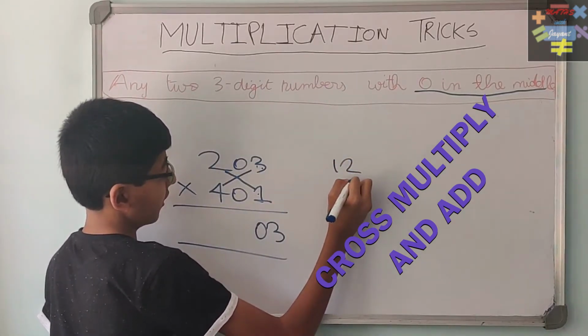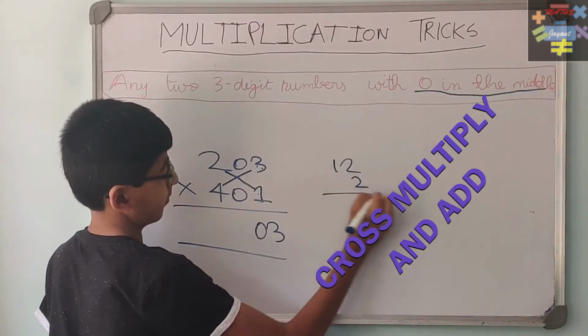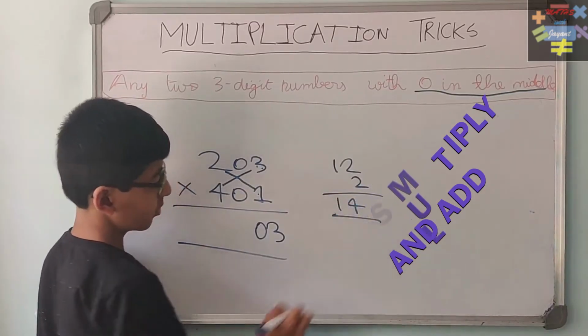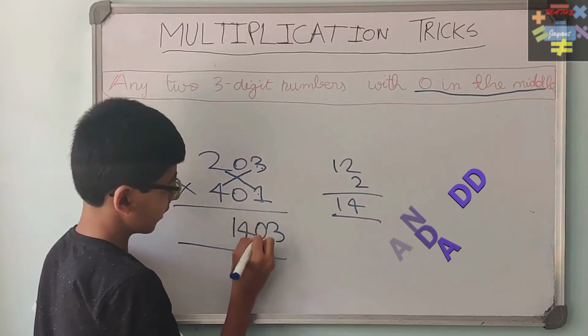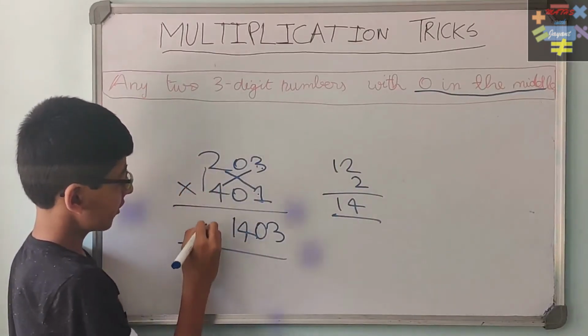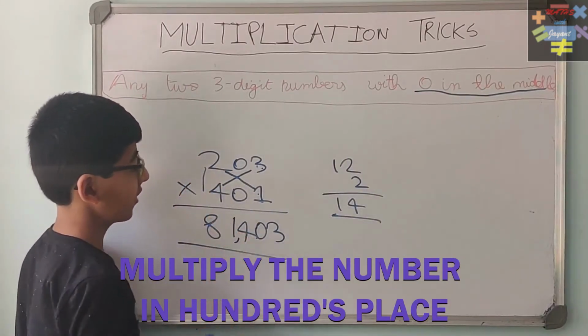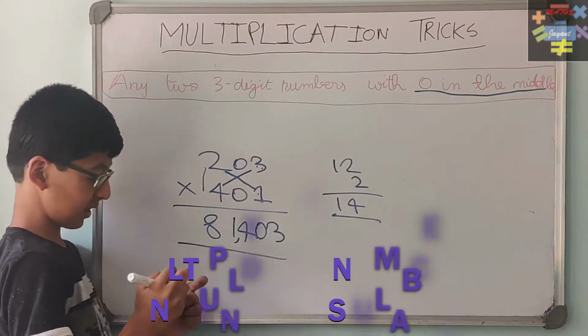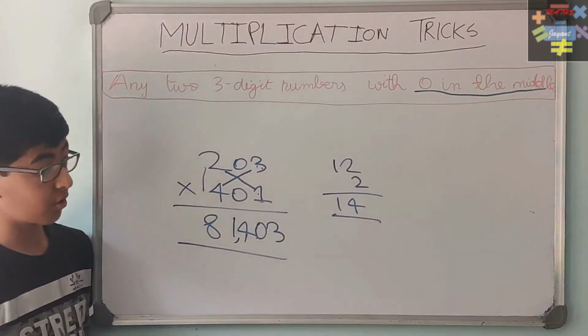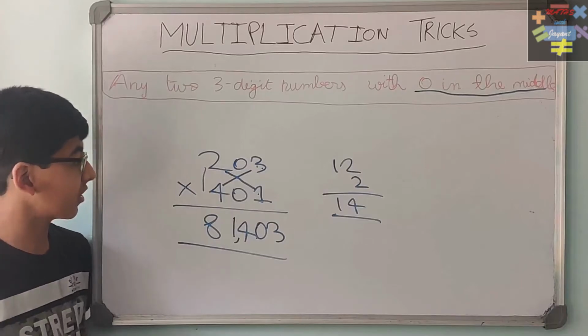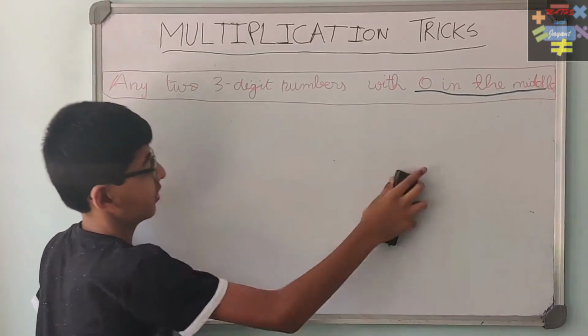4 threes give us 12 and 2 into 1 gives us 2. We add them and we get 14. Write that 14 over here. Now 4 into 2 gives us 8. Our answer is 81,403. Now let us solve questions faster using this trick.